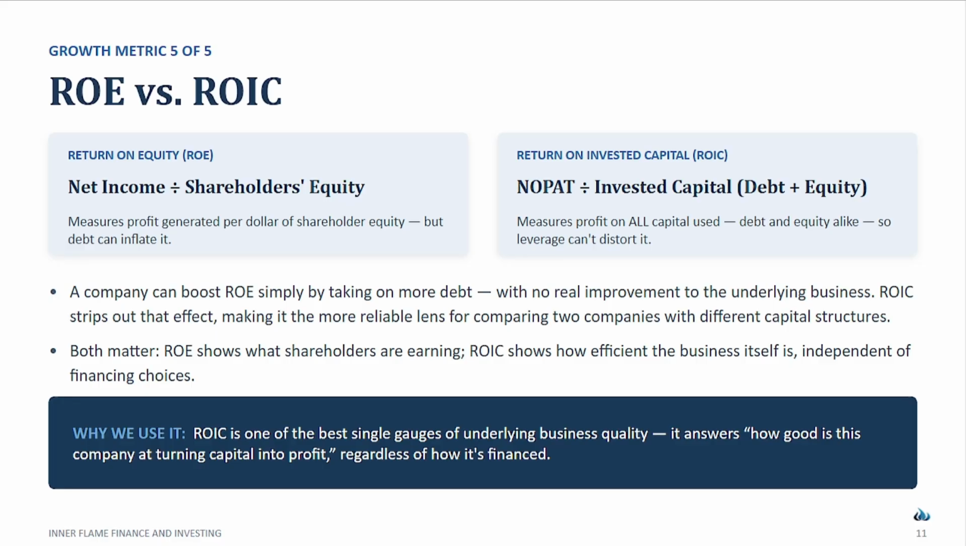Just some points worth mentioning: a company can actually boost its ROE simply by taking on more debt. No real improvement to the underlying business. So ROE can be manipulated just by borrowing a lot more money. ROIC, on the other hand, strips out that effect. It makes it the more reliable lens for comparing two companies with different capital structures.